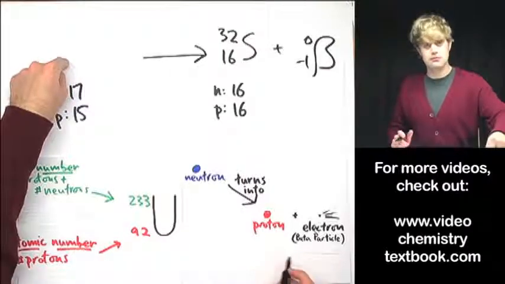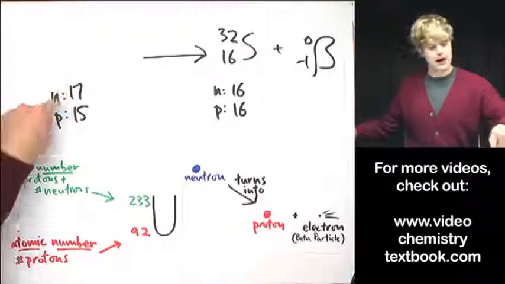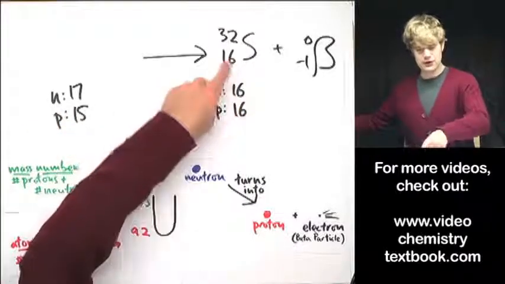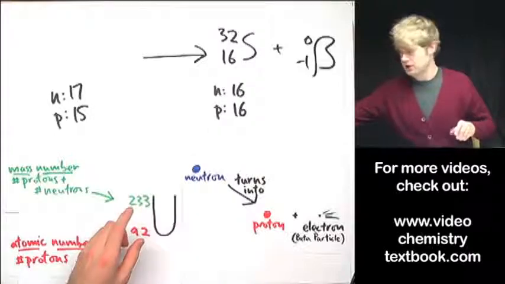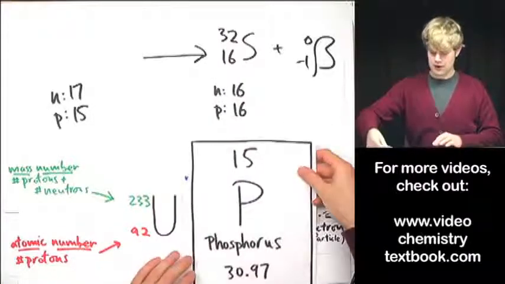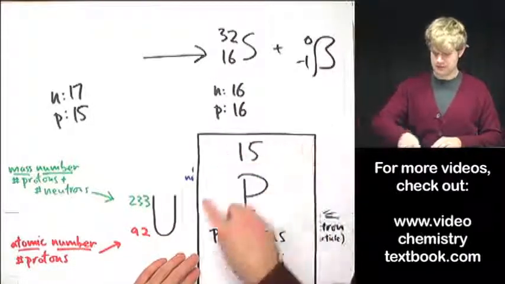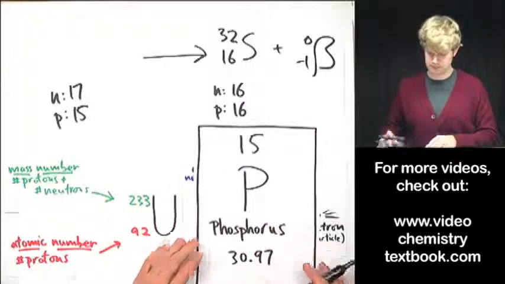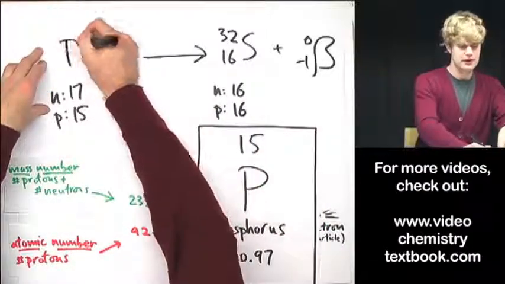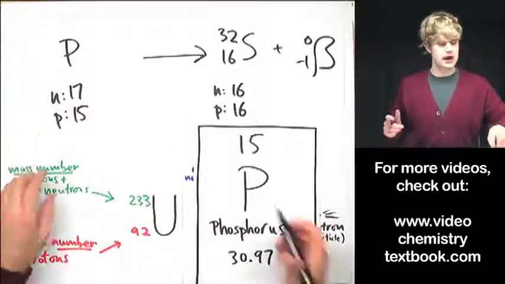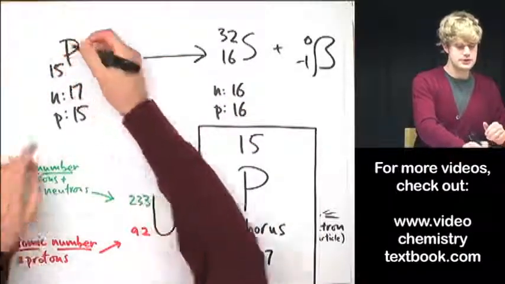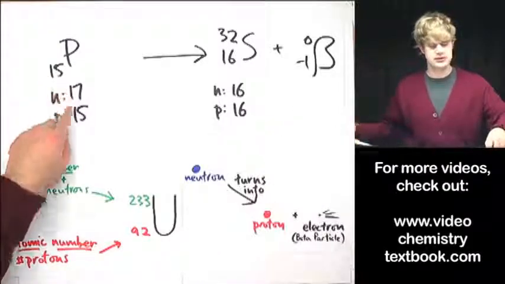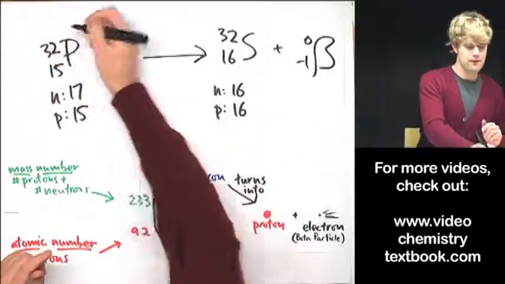Let's write the symbol for this element. I have 15 protons here, so it's going to be a different element than sulfur, which has 16 protons. When I look on the periodic table, I see that phosphorus has an atomic number of 15. So you can write a P here for phosphorus. Then the number of protons is 15, that's the atomic number. And then I add them up, 15 and 17, and you get 32.